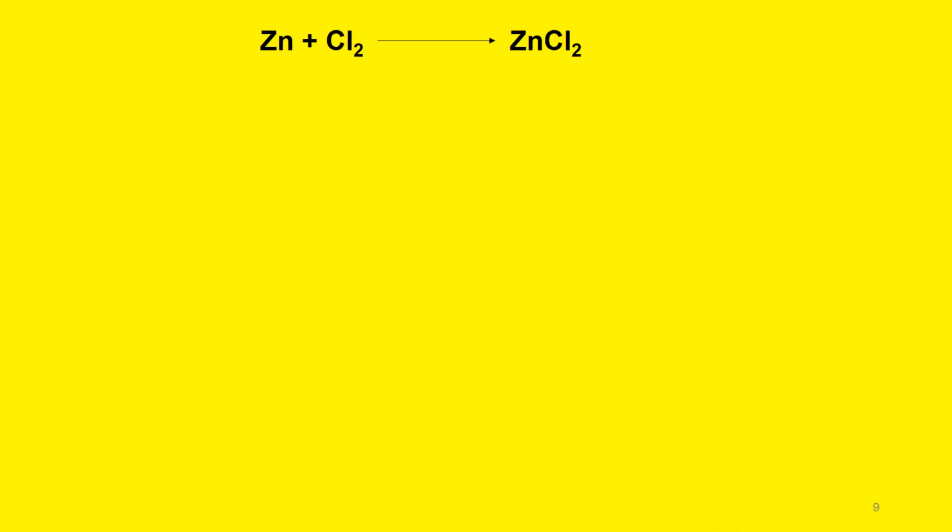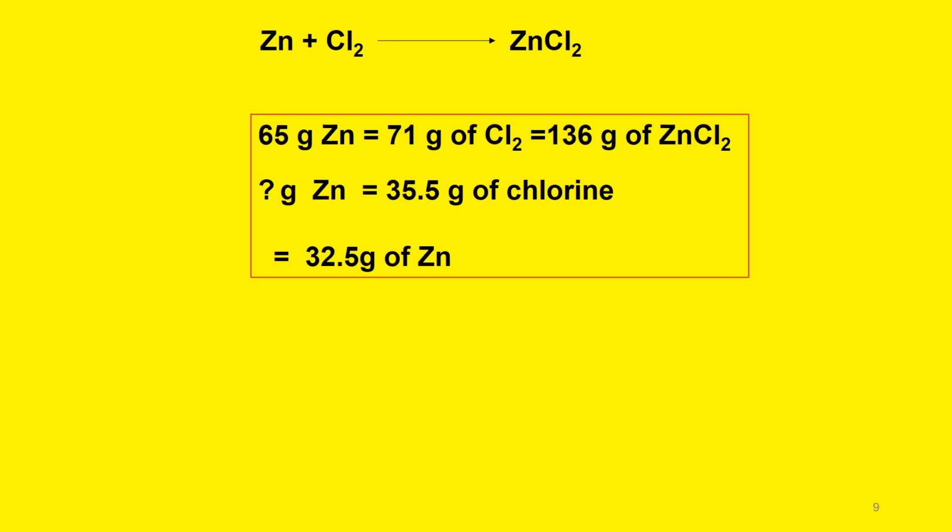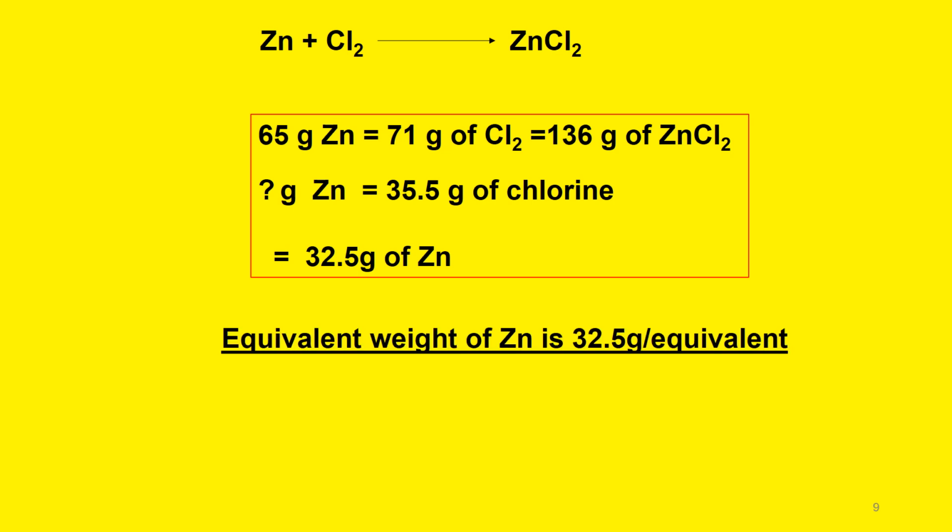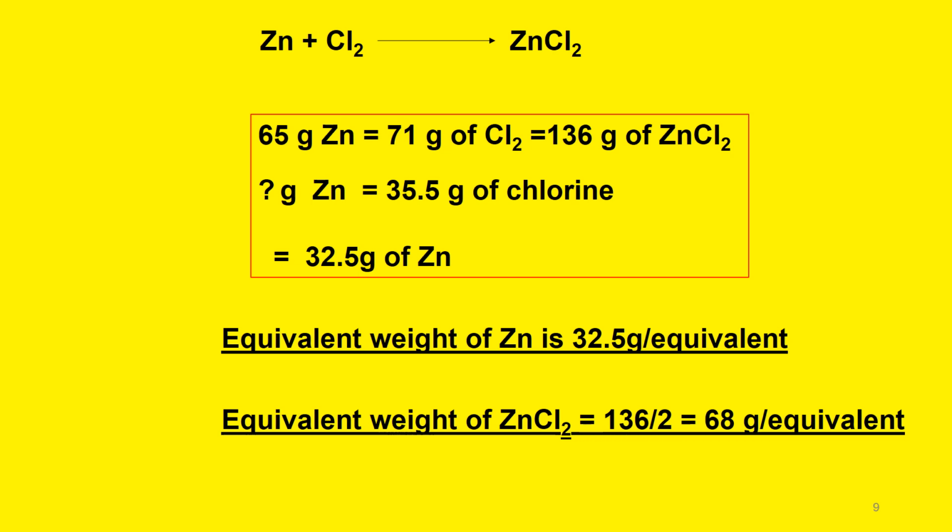We must equate the mass of substance with 35.5 grams of chlorine for a reaction that involves chlorine. In a reaction involving zinc and chlorine, 65 grams of zinc are reacted with 71 grams of chlorine. As a result, 32.5 grams of zinc react with 35.5 grams of chlorine. Therefore, the equivalent weight of zinc is 32.5 grams per equivalent. In a similar manner, zinc chloride has an equivalent weight of 68 grams per equivalent.